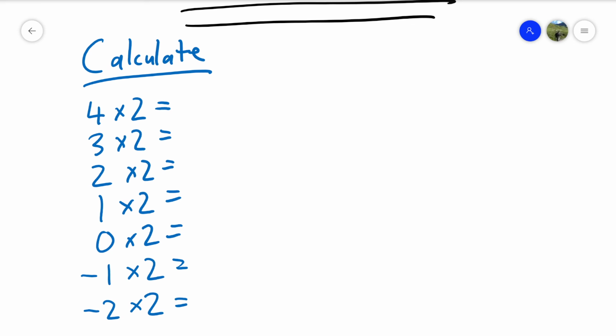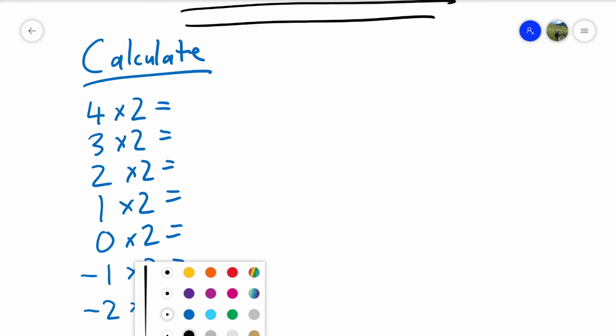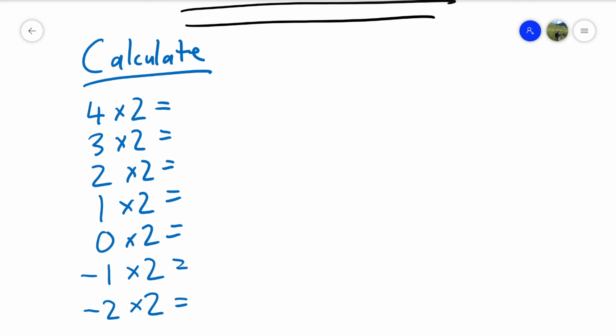Whoops. Oh wow, that's how I can choose different colours. You know, I've just discovered how you can choose different colours. Well, it's a bit late now.